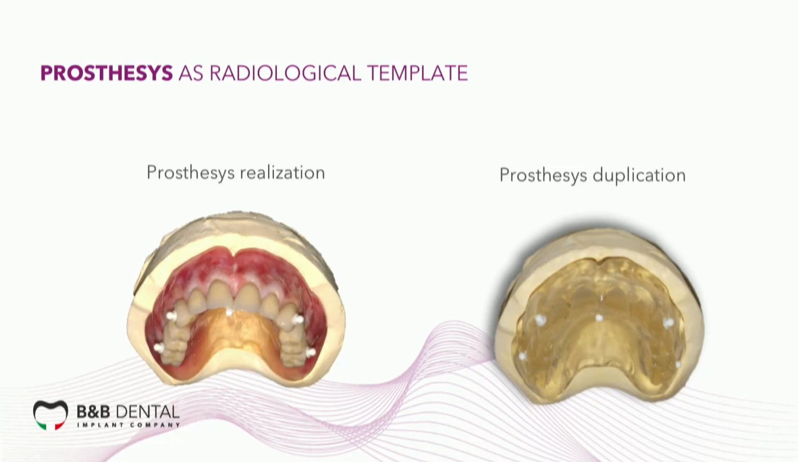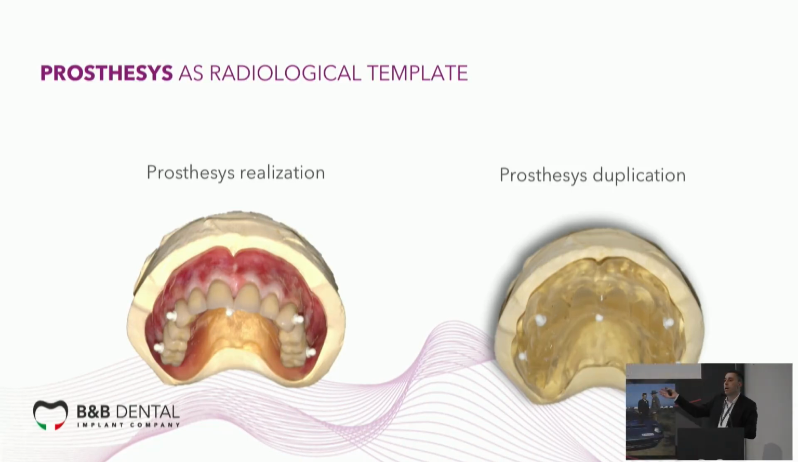Then you can duplicate the prosthesis of the patient or the future prosthesis of the patient, because you absolutely have to realize a prosthesis, especially in a partial edentulism where the patient doesn't have a prosthesis. You have to put some teeth and realize a prosthesis, because we have to know the position in 3 dimensions of the teeth.